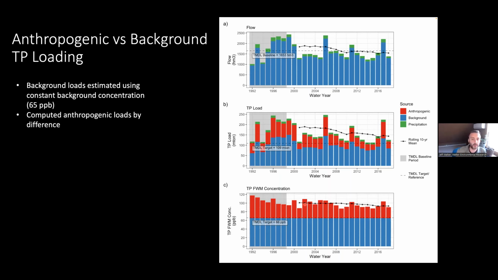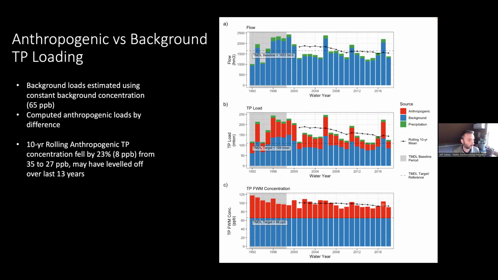But it's slow progress. I think it's gone down about 8 parts per billion over the past 20 years. And in the last 3 years, it has actually leveled off. What that means exactly is unclear, because it could just be reflecting that 2017 was a wet year with a high concentration. So whether this keeps going down or not remains to be seen.